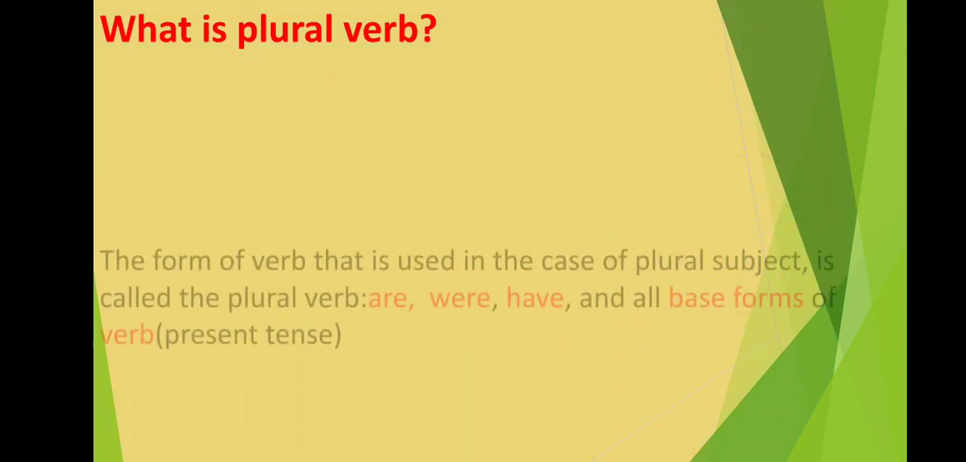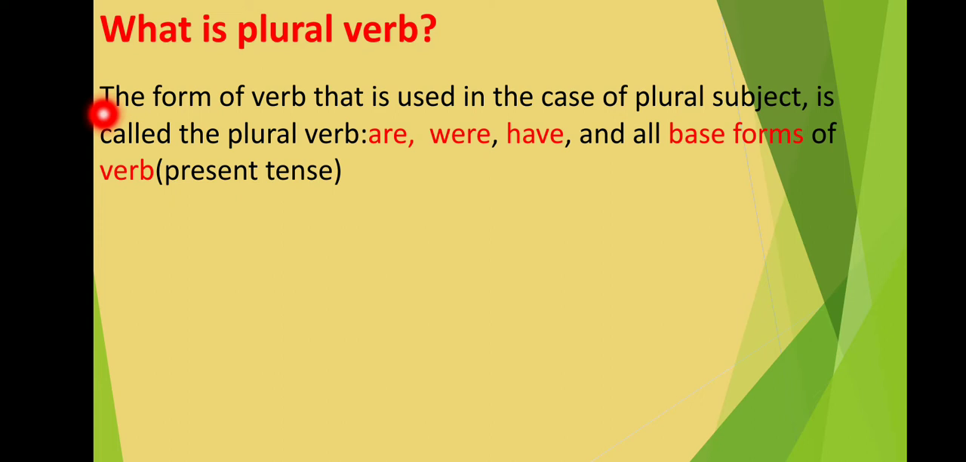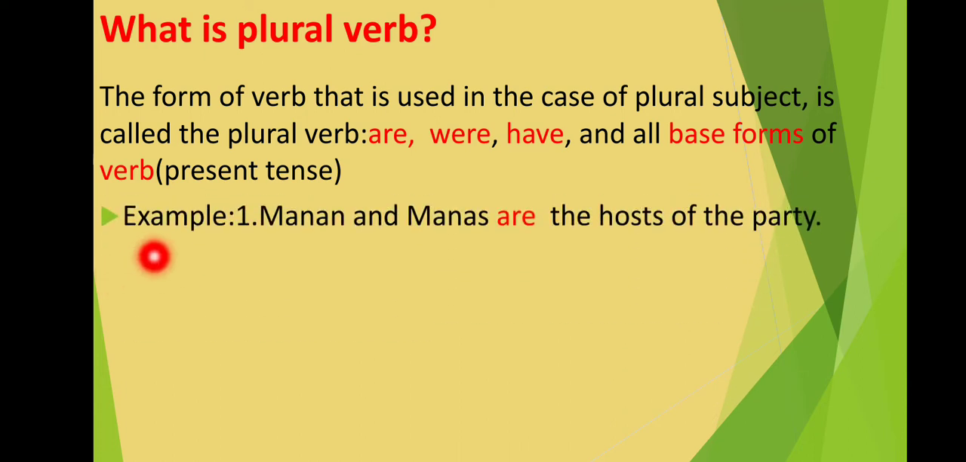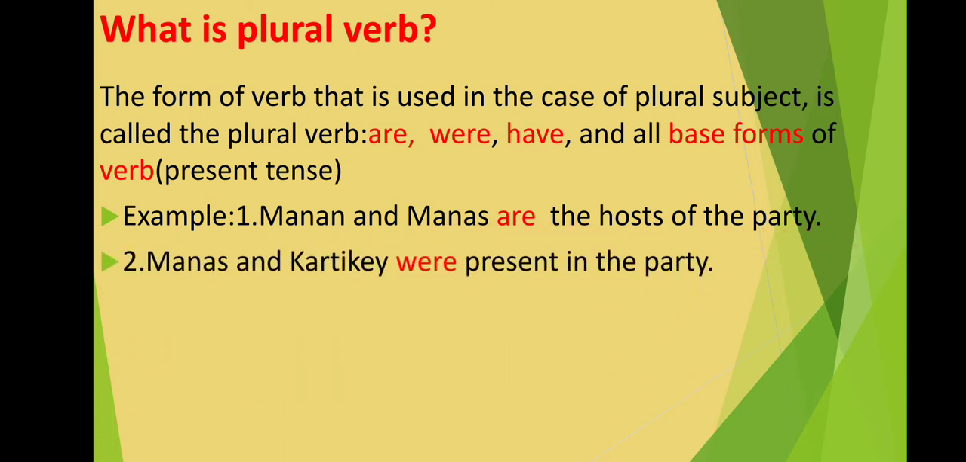Next, what is plural verb? The form of verb that is used in the case of plural subject is called the plural verb. There are: are, were, have, and all base forms of verb in present tense. Examples: Manan and Manas are the host of the party. So Manan and Manas are plural subjects, so the verb that is used in the highlighted part, are, is also plural.